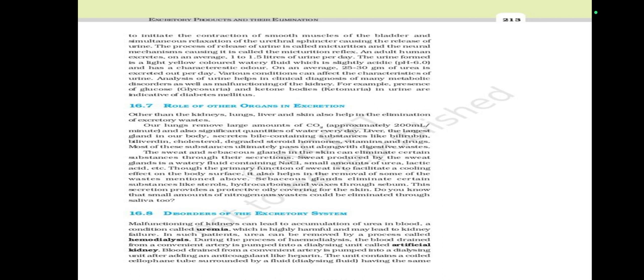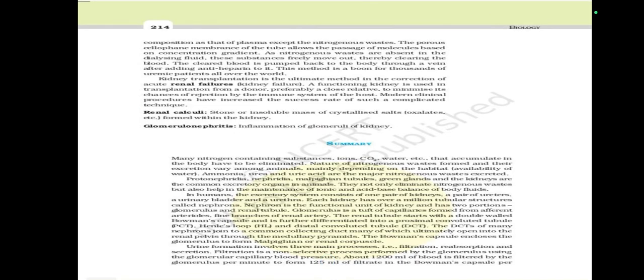During the process of hemodialysis, blood drained from a convenient artery is pumped into a dialysing unit called artificial kidney after adding an anticoagulant like heparin. The unit contains a coiled cellophane tube surrounded by a fluid, the dialysis fluid, having the same composition as that of plasma except the nitrogenous waste.